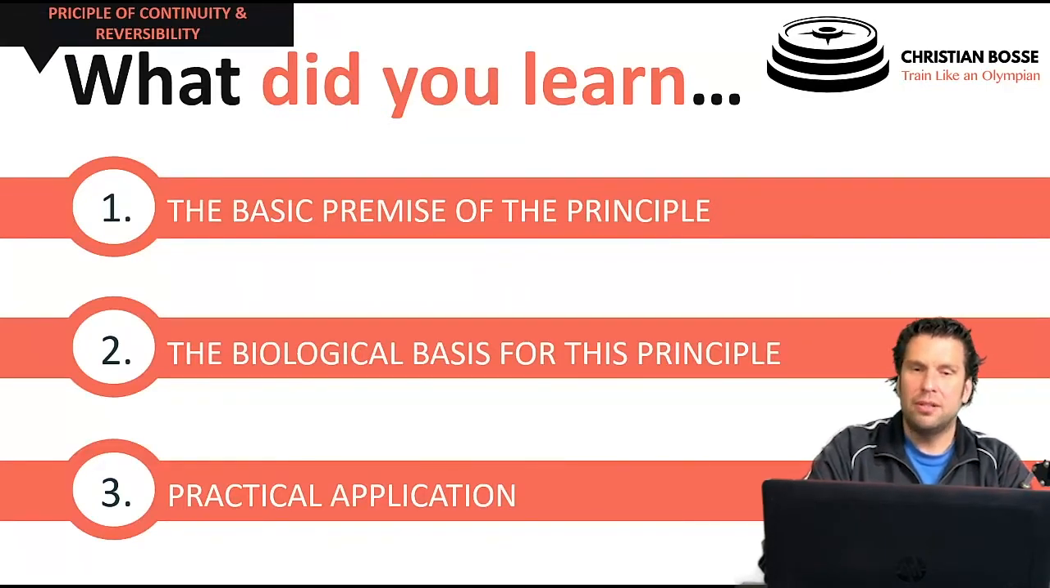We looked at the basic premise of this principle of continuity and reversibility. Training has to be continuous and progressive. That's why it's called continuity. If it's not, it will be reversing to the previous adaptation. We looked at the biological basis. We talked about adaptation and de-adaptation. And we looked at the practical application, how that could look in your training practice.